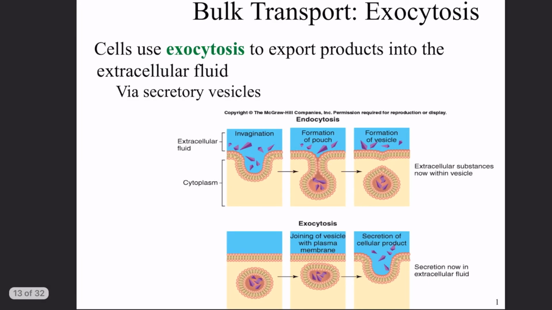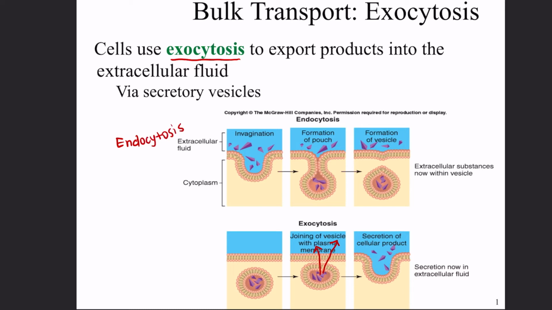Last, we have the opposite of all that, and that's called exocytosis. Exo means out, endo means in. So this is talking about removal or dispersal of molecules from the cell. We have a vesicle here. It's going to fuse with the cell membrane and secrete its products. It's literally the opposite of endocytosis. Endocytosis is shown in this first picture.